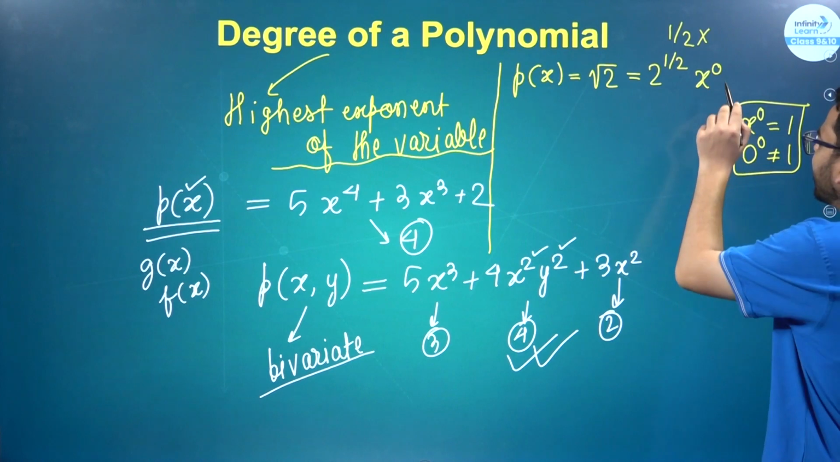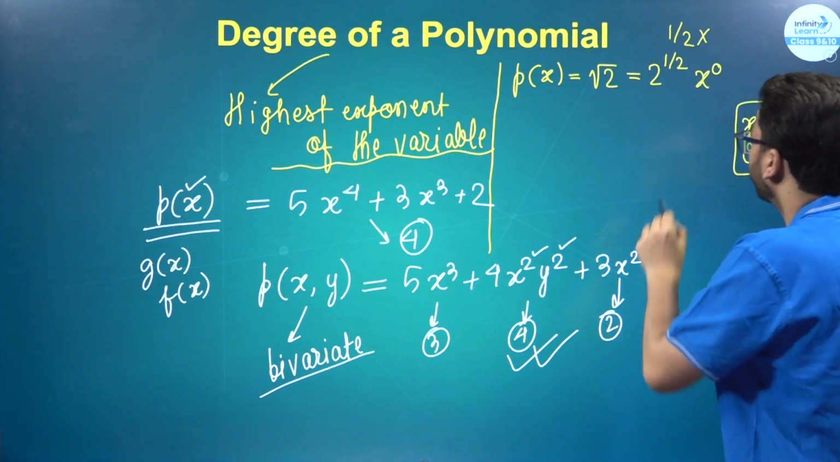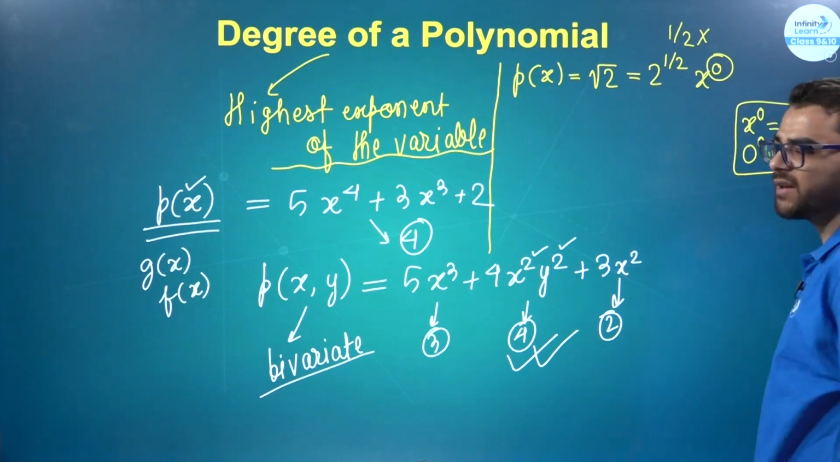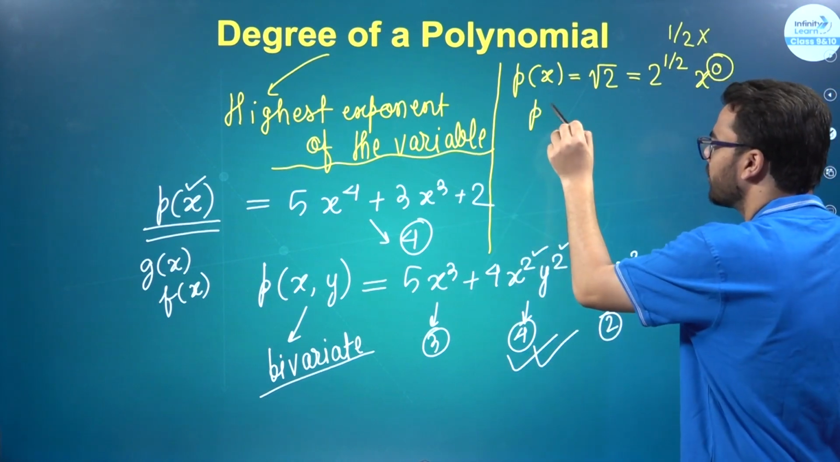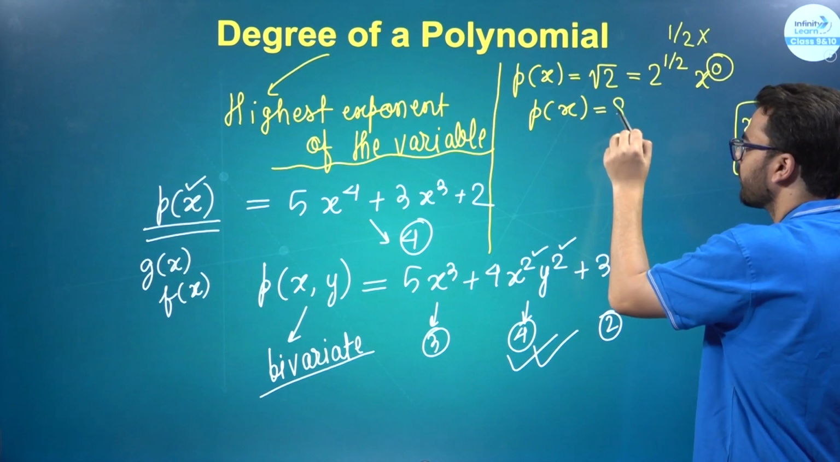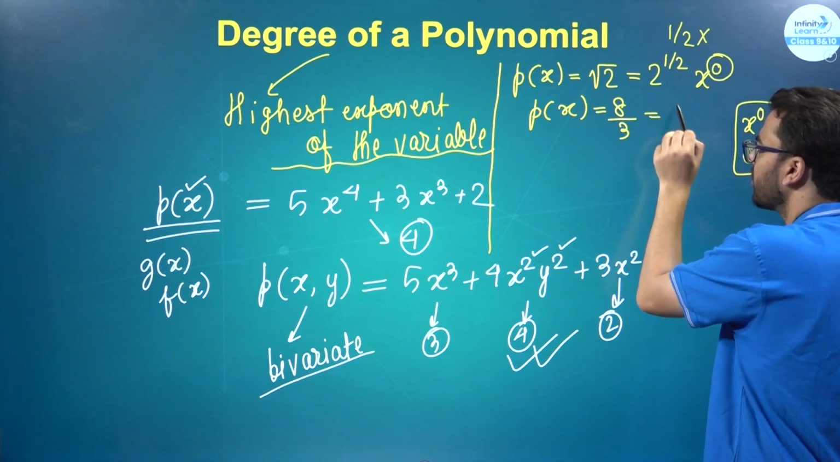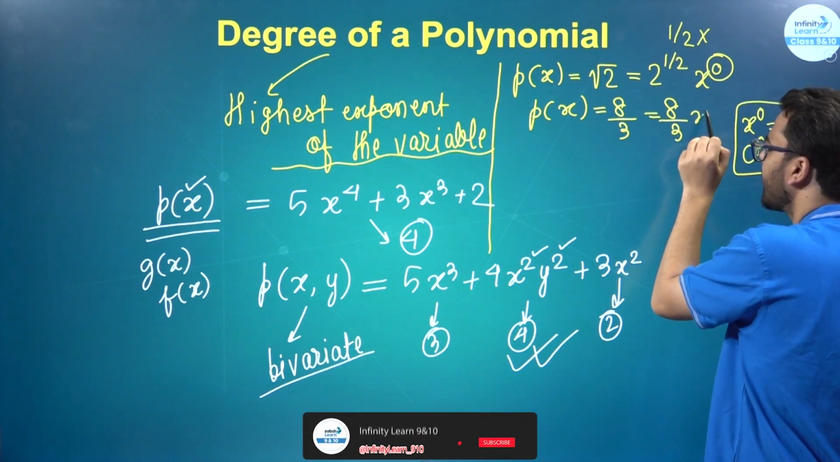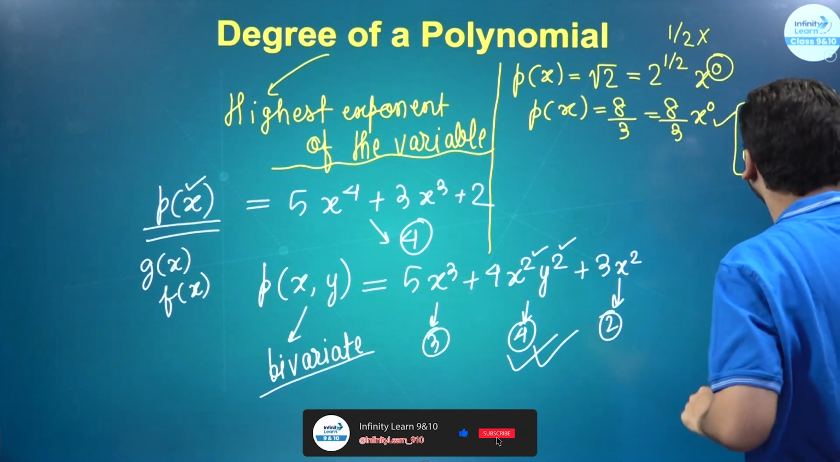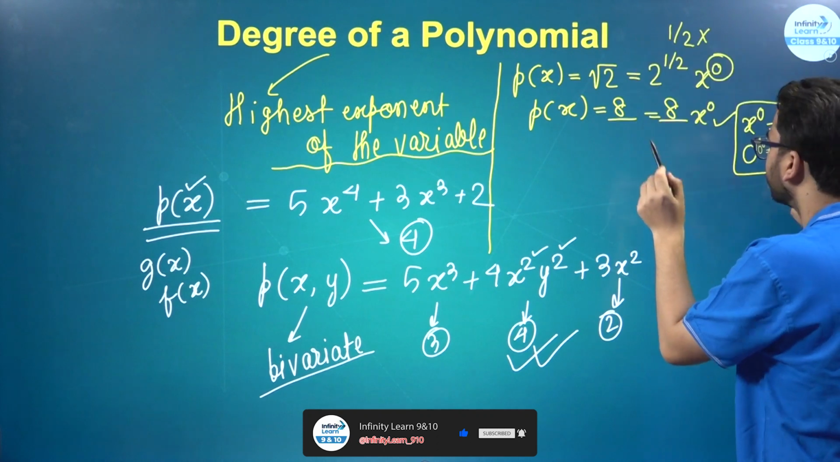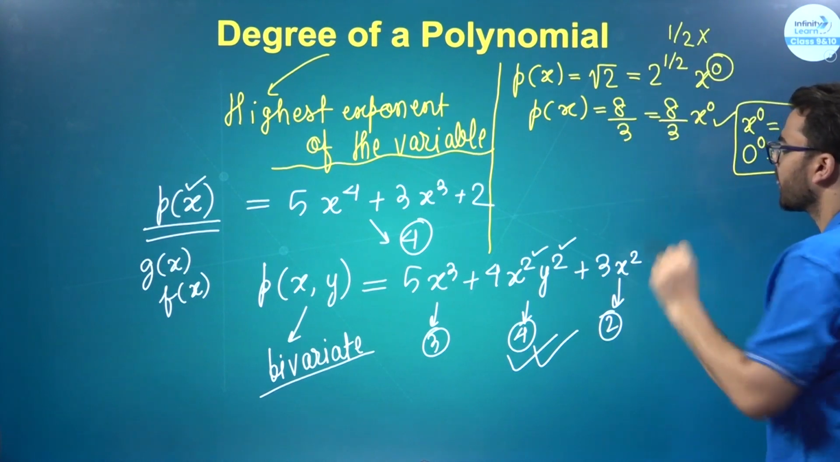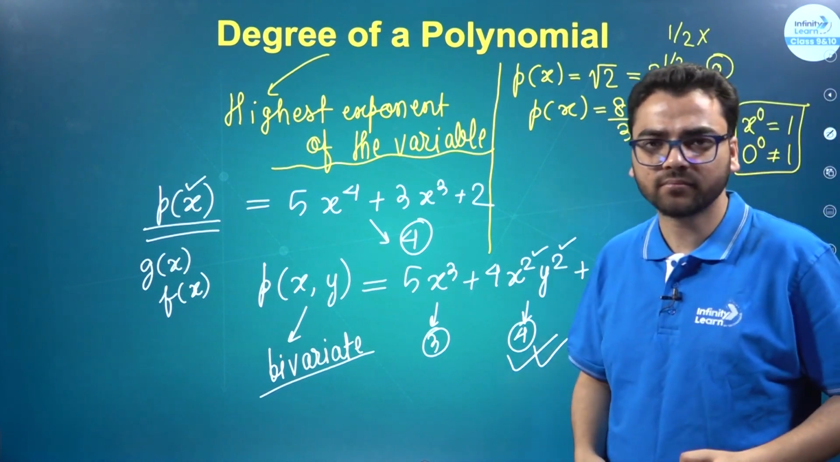So the degree of any non-zero constant polynomial is 0. For example, if you have something like 8 by 3, you can obviously write it like this: 8 by 3 x raised to the power 0. So the degree of any non-zero constant polynomial is 0. I hope that one is clear, right?